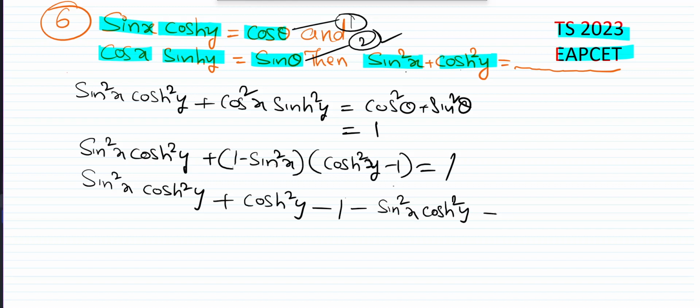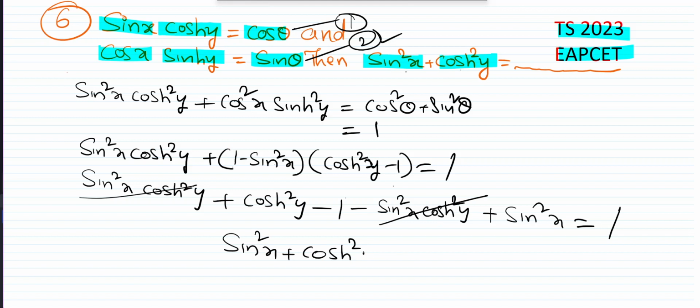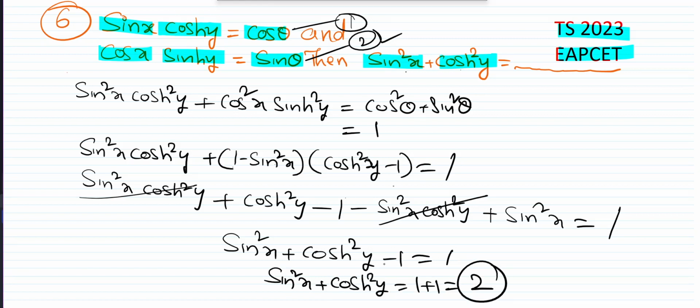So minus into minus gives plus sin square x, equal to 1. On this side, sin square x cosh square y minus sin square x cosh square y cancel. So from this, sin square x plus cosh square y minus 1 is equal to 1. Taking the 1 to this side, sin square x plus cosh square y is equal to 1 plus 1, and 1 plus 1 is equal to 2. That is the required answer.